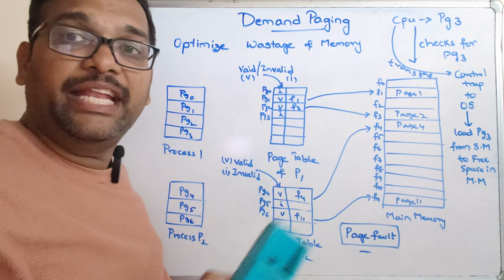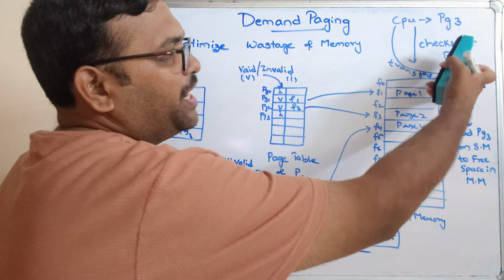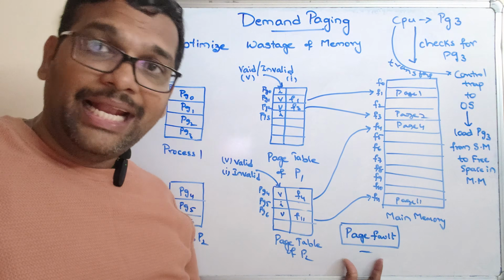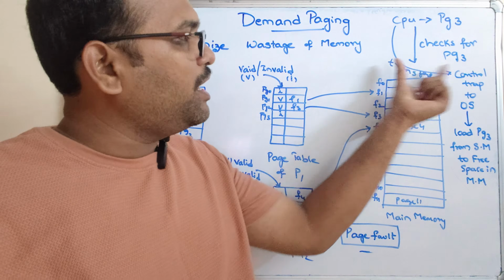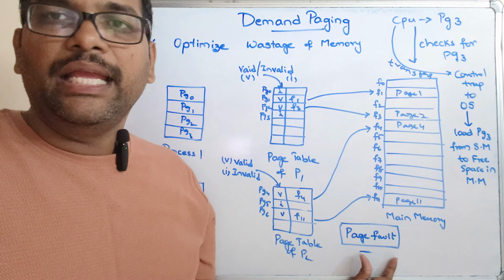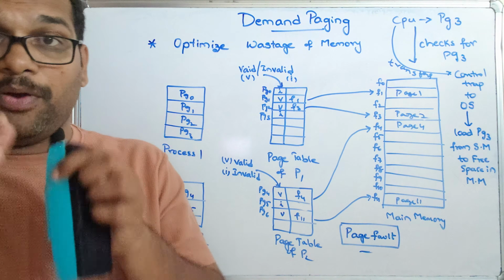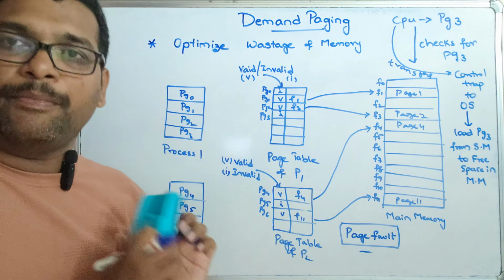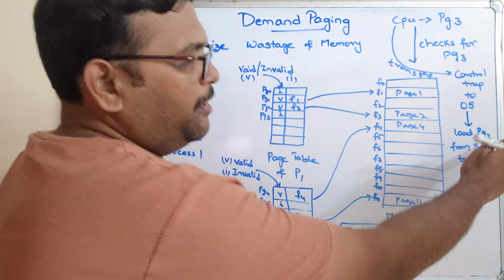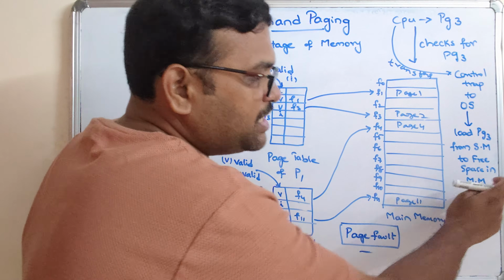So first the CPU will be demanding some page, and if the page is not available, then a page fault occurs. And in order to handle this page fault, the CPU will transfer control to the operating system by conveying that there is a page fault. Immediately the operating system will load page 3 from the secondary memory, because the complete pages will be available in the secondary memory only. By the demand of the CPU only, we are loading the pages to the main memory. So page 3 from secondary memory, SM meaning secondary memory, to free space in the main memory.